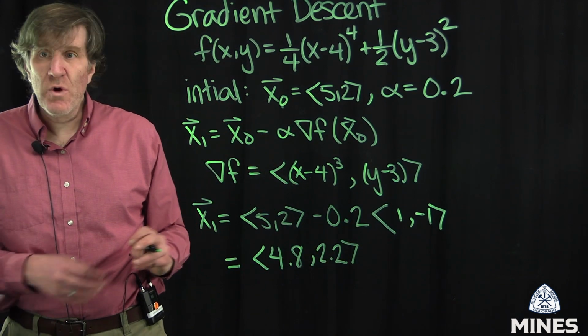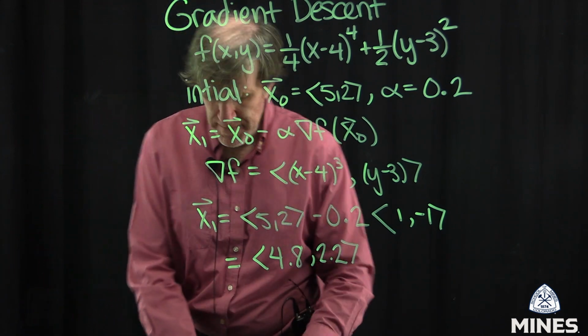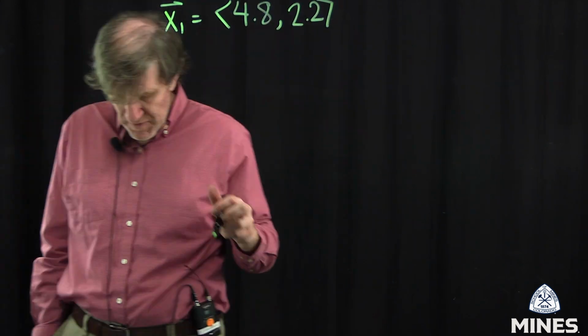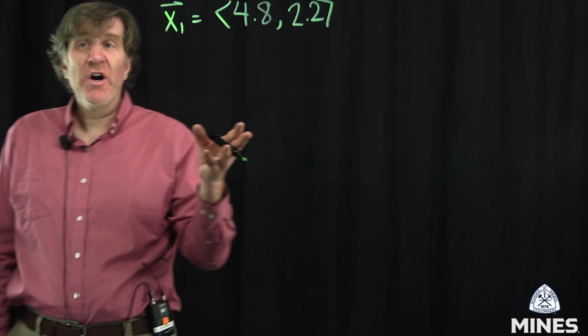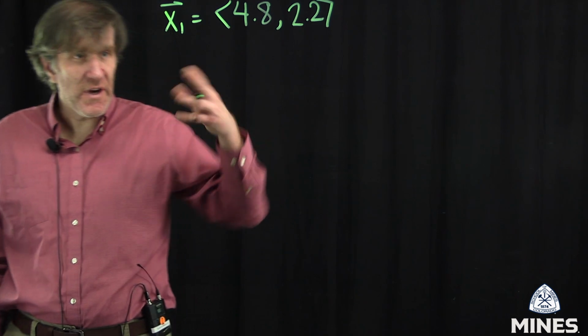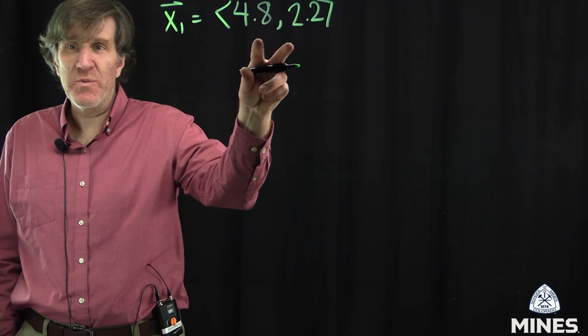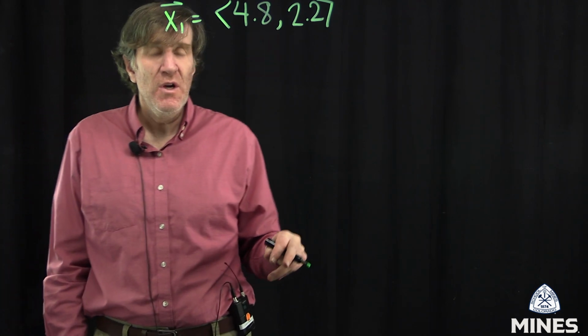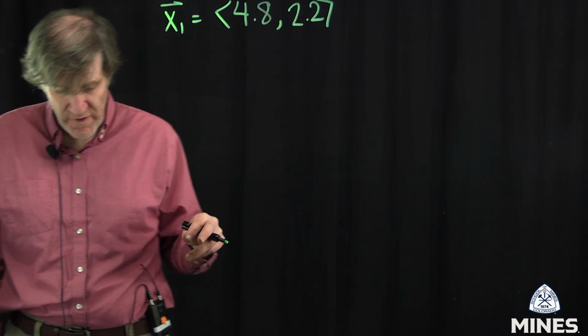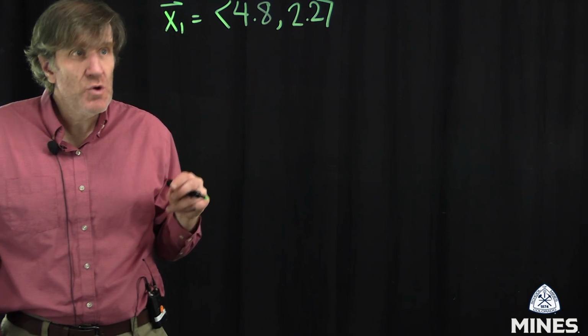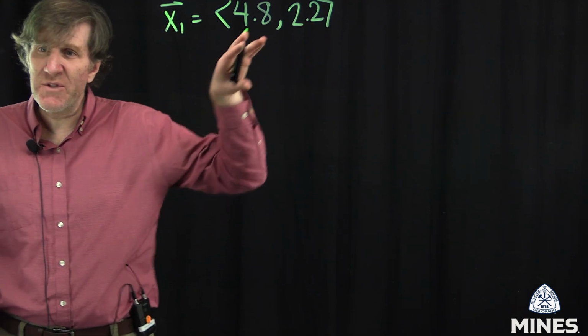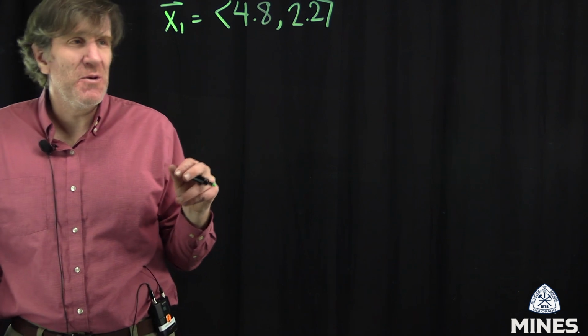All right, so we need to do one more step. We'll make some space for that. All right, we have our x1. We started with an x0 initial point. We've done one step of gradient descent, and we took a little step downhill and ended up at this point. We're at the point 5, 2, and we've ended up at 4.8, 2.2. This is a little step down the hill towards the minimum.